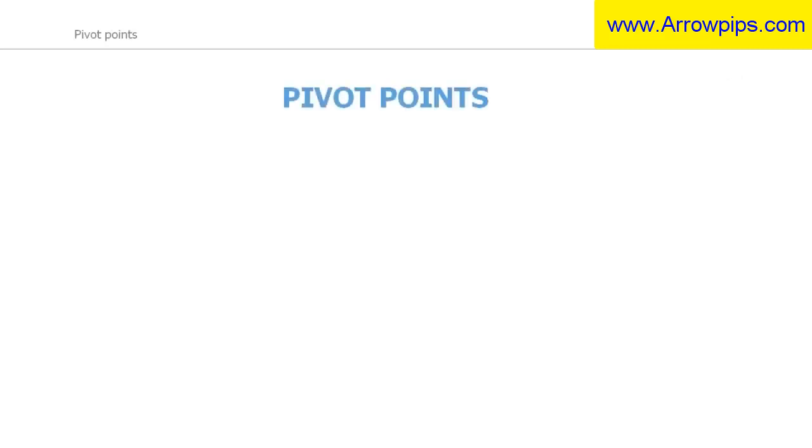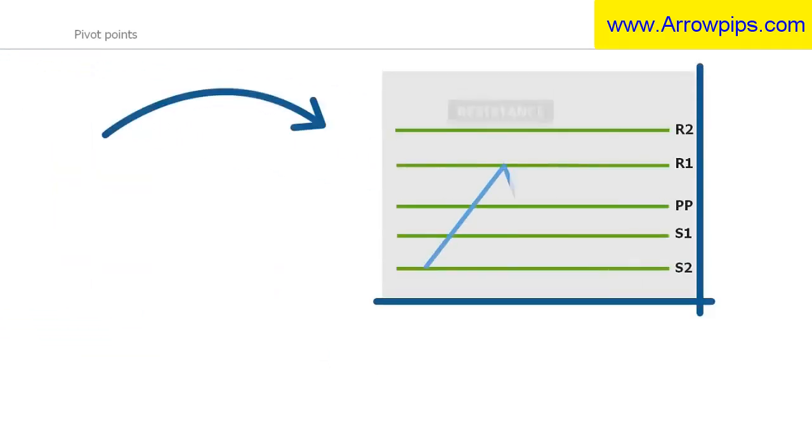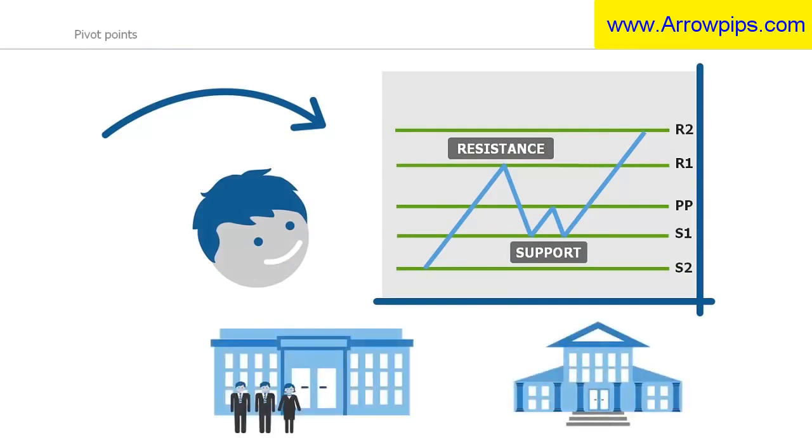The second indicator we use in the beginner strategy are daily pivot points. These are levels that have been calculated from the previous day's price action. They are used by many traders, including banks and financial institutions, to enter and exit the Forex markets.